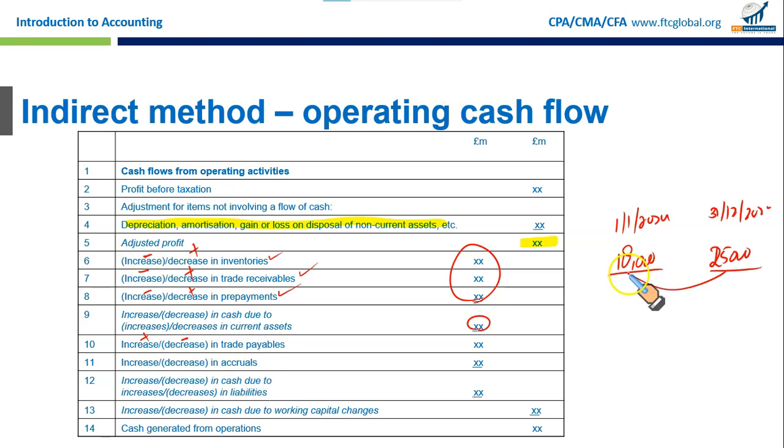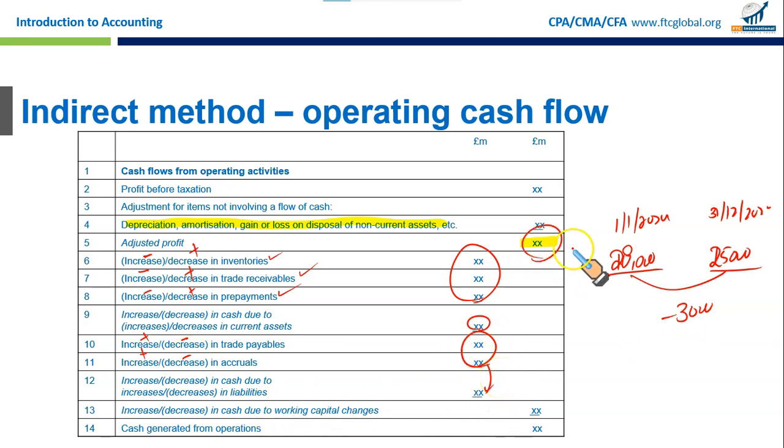Same thing for accruals. If your accrual balance has increased over the period, means you didn't pay. Accrual means expenses which are due. If the balance of dues have increased over the period, that means you didn't pay. So increase in accrual is added. And if it decreases over the period, like from 28 to 25, it fell by 3,000. So this decrease means you have paid. So decrease is deducted.